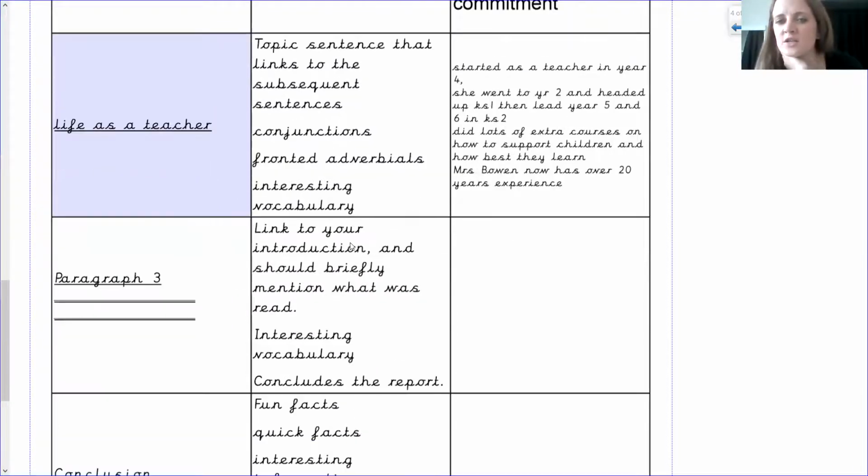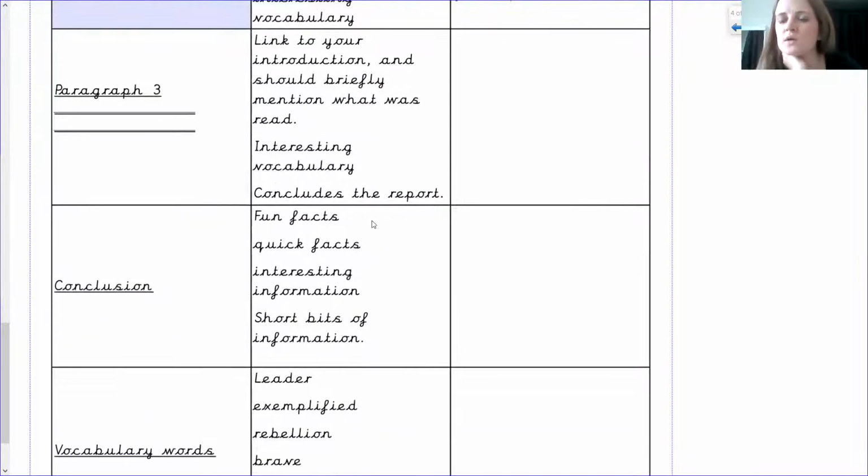So now we can talk about Mrs. Bowen now. Like I said, this would be in the present tense because Mrs. Bowen is still alive now, but we would have a bit in the past tense because it is focusing on what she did, and now we're looking at writing in the present tense of what she is like now.